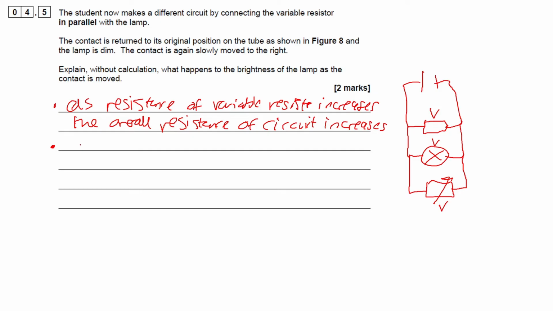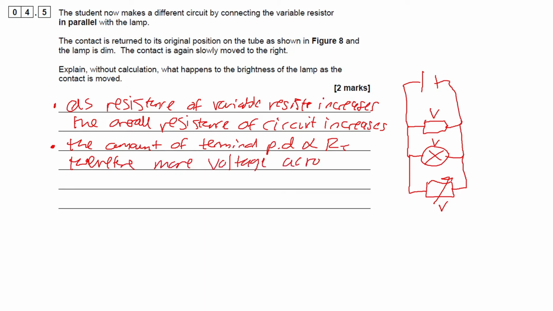So the next point will have to be to do with the idea that the amount of terminal PD is proportional to the overall resistance of the circuit, of the terminal circuit, so these components. Therefore, more voltage across the terminal circuit.